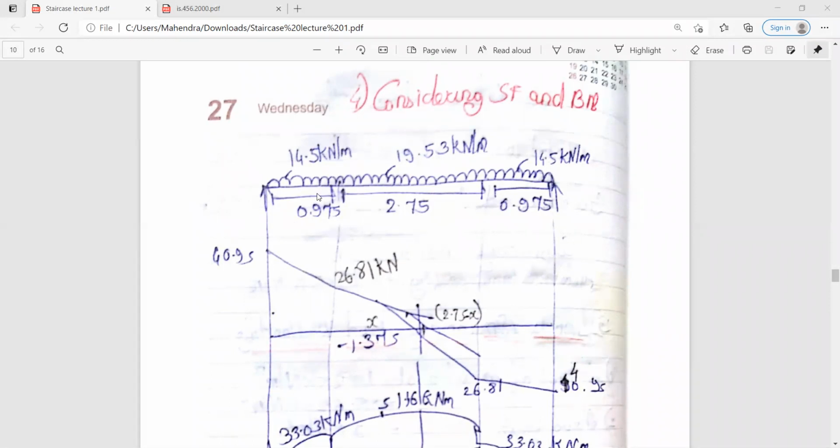But as you are having here, there is a landing here, and there is a landing here as well. So 1.95 divided by 2, you get 0.975 and 0.975. So the distance from here to here is 0.975, and this one is your total flight. So this distance will be 2.75, and again this is your landing and mid landing. So again this distance will be 0.975. So now for this particular beam you need to calculate shear force and bending moment.